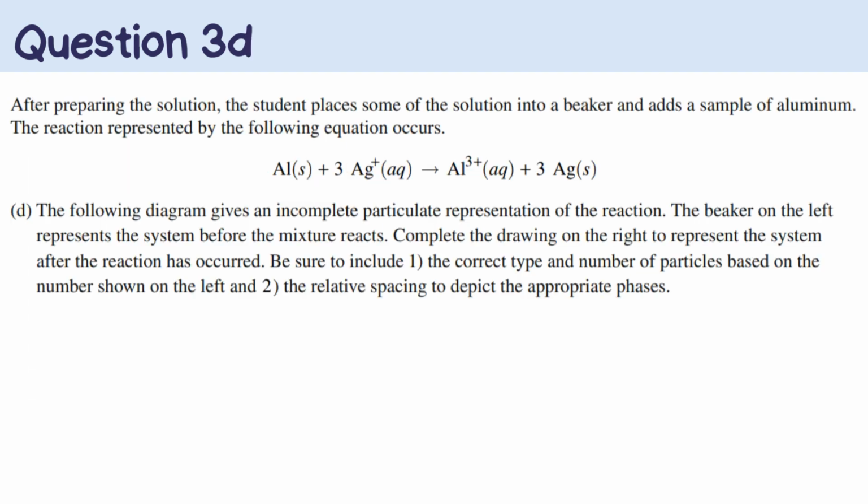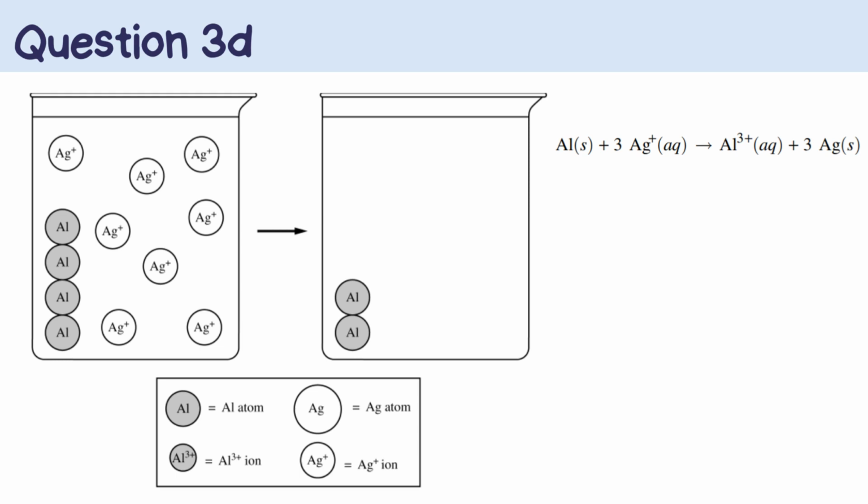Okay, and then next up for question 3D, we've got this equation, and now we have to draw what the reaction would look like at a particulate example. And we also want to make sure that they are in their correct phases. And so I've enlarged the picture here, and it's already given that there are 2 molecules of aluminum in there, which is a huge help, and I'll explain why later. Notice how the aluminum is touching together because it's solid.